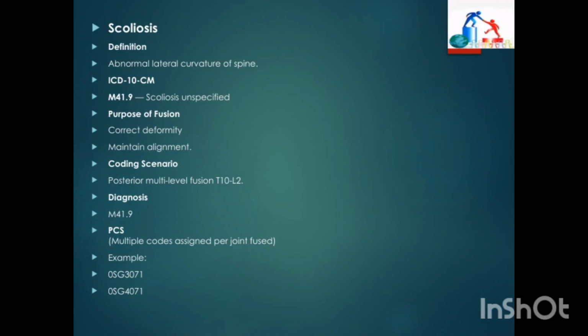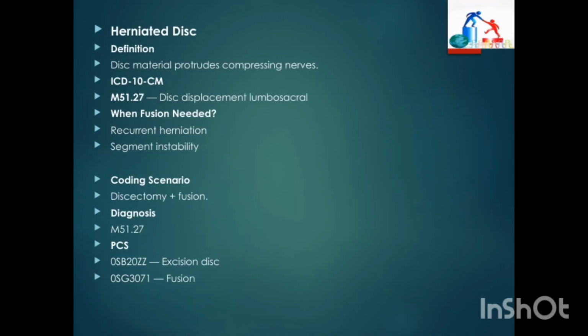Overall, understanding both the diagnosis and the surgical approach is crucial for accurate coding and effective treatment planning. Let's talk about herniated discs. A herniated disc occurs when the disc material protrudes and compresses nearby nerves, which can cause significant pain and neurological symptoms. In the ICD-10-CM coding system, this condition is classified as M51.27, which refers to disc displacement specifically in the lumbosacral region. Now, when do we consider fusion as part of the treatment?